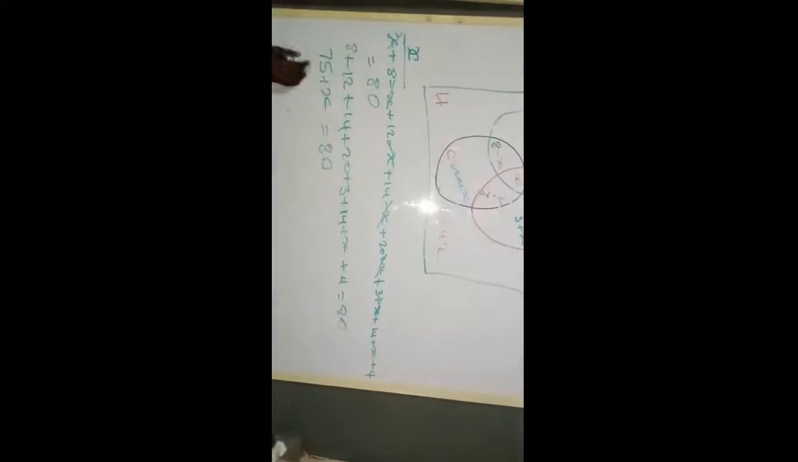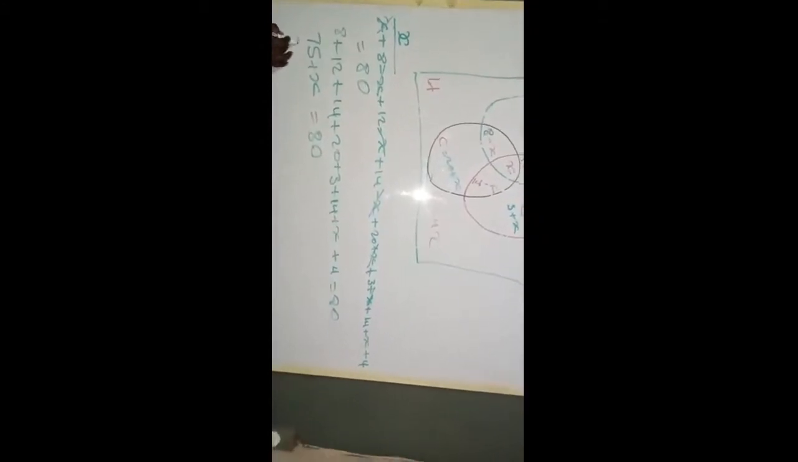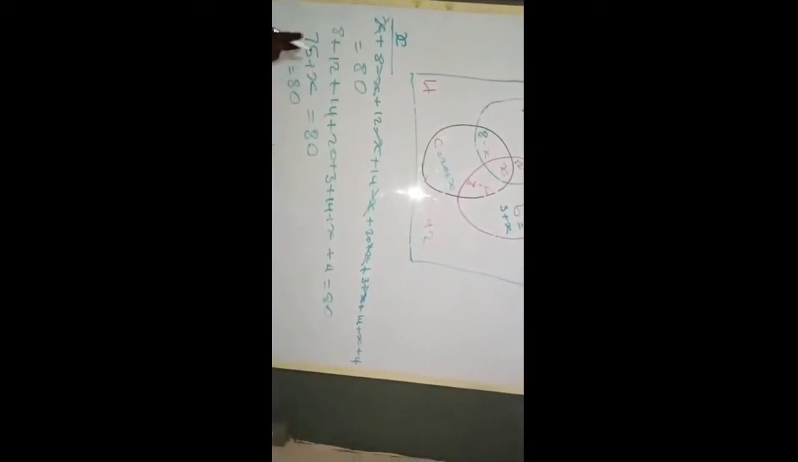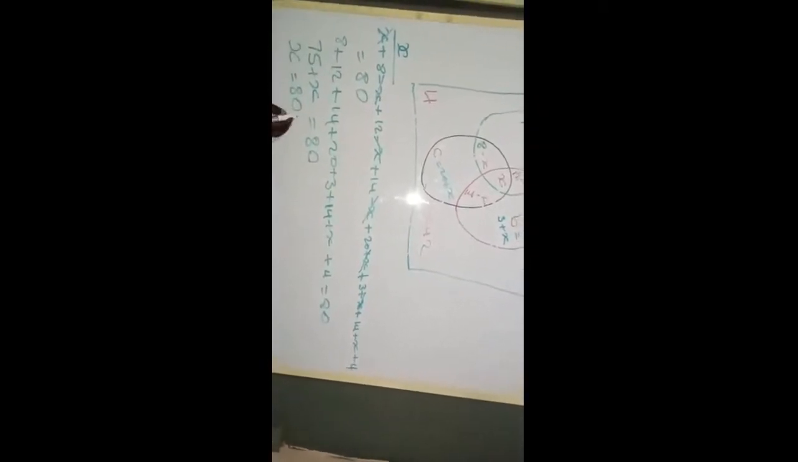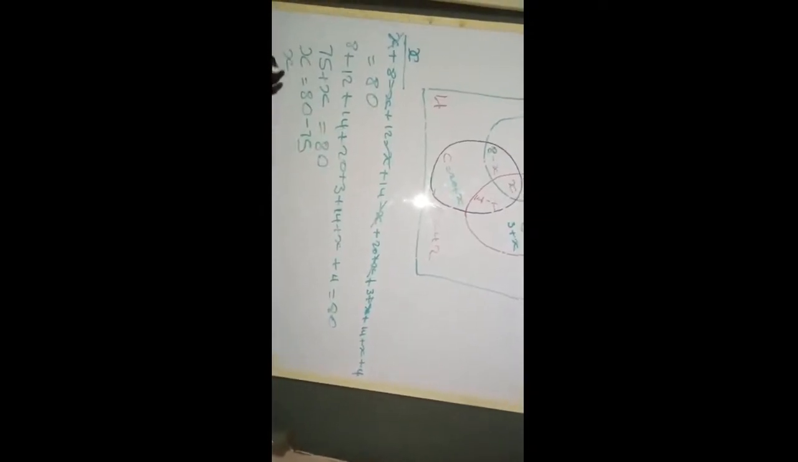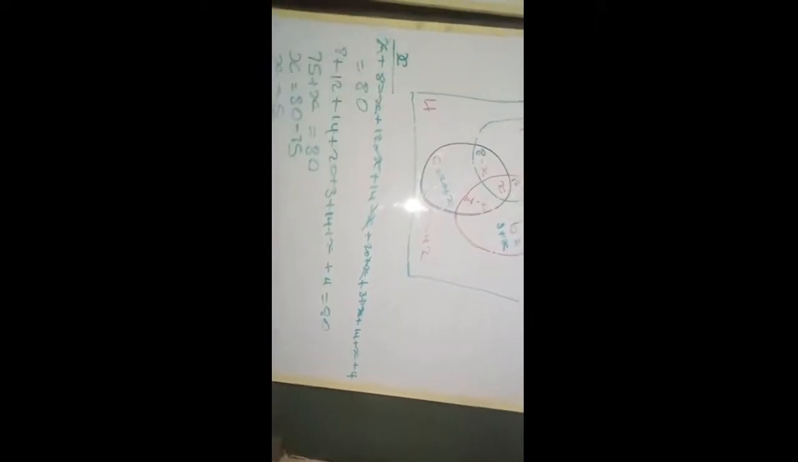Now say it's x that we are looking for, right? So x is equal to 80. This one is positive. When they come to this side, it becomes negative, minus 75. So x is equal to 5. So our x is 5, which we are looking for.